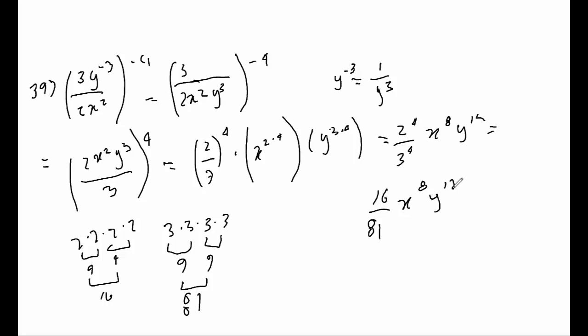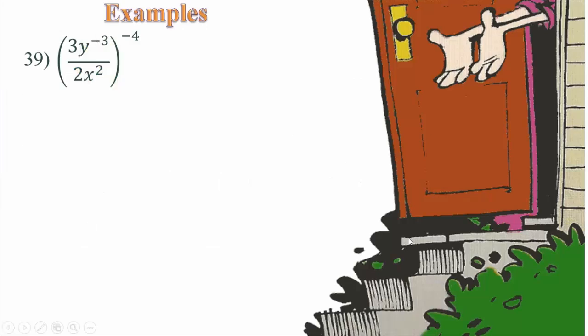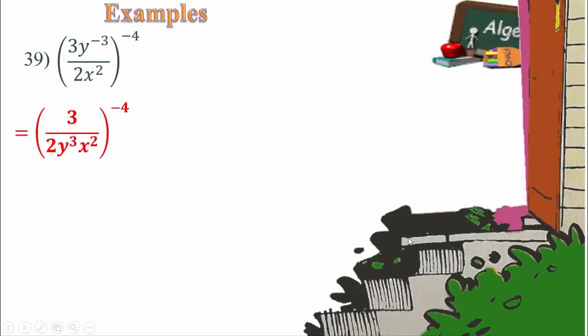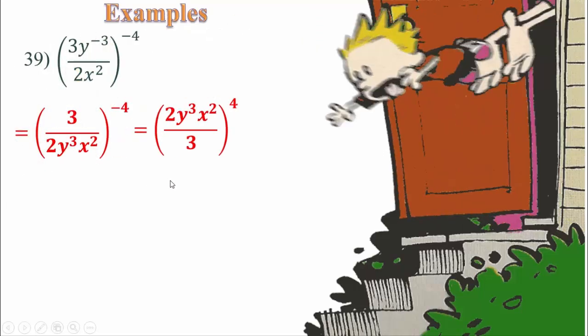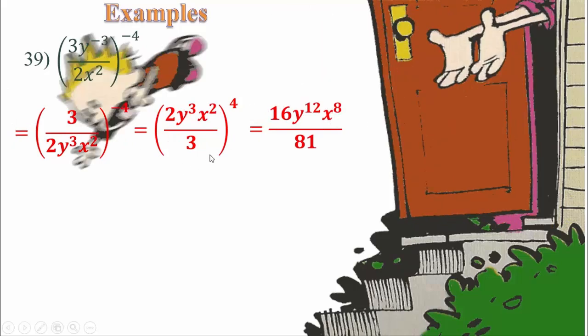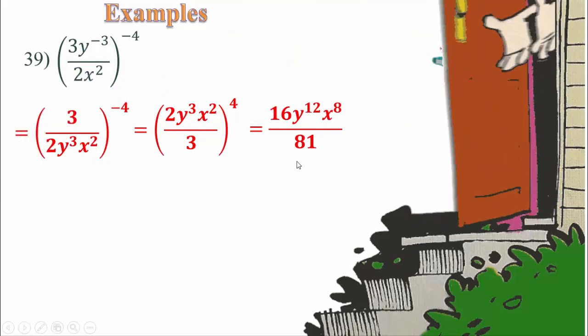And now I am finished simplifying this particular example. Notice all positive exponents. There are no negative exponents because recall we do not want any negative exponents. Summarizing example number 39, what I did was I got rid of the negative exponents inside the bracket, and then I flipped it over and worked it out.